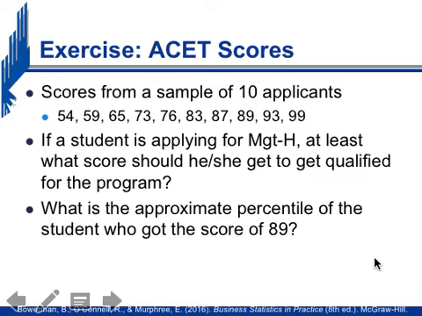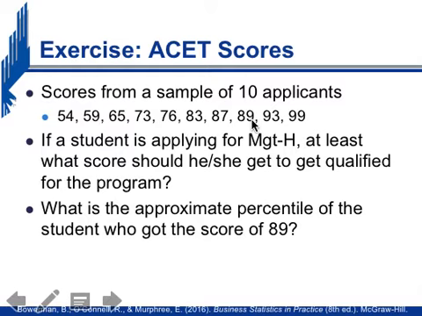Now, in this question, you are asked to determine the approximate percentile of the student who got the score of 89. So it's the opposite. Instead of looking for the score at a percentile, we are asked to determine the approximate percentile of 89. So we want to know if this is the 60th or the 70th or the 90th percentile. 89 is the 8th number in the dataset. If you count the number of measurements lower than 89, you have 7, which means that there are 7 numbers lower than 89.